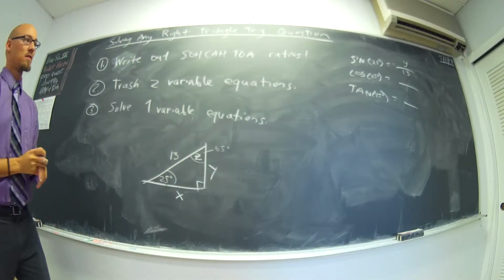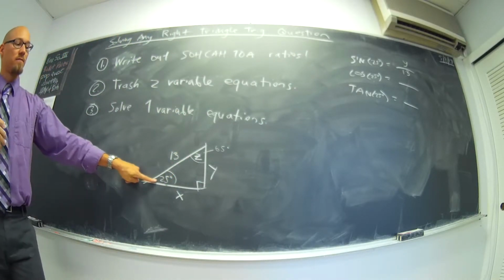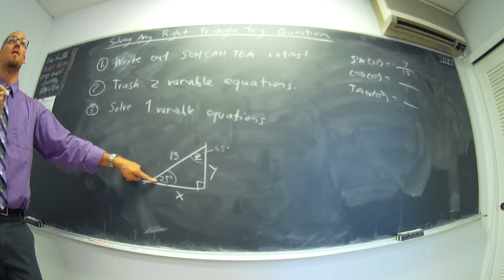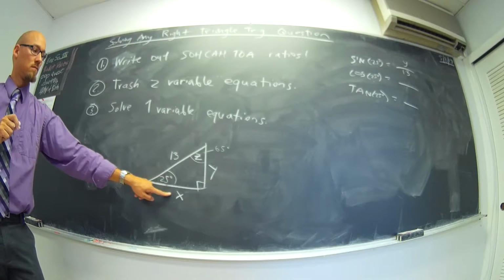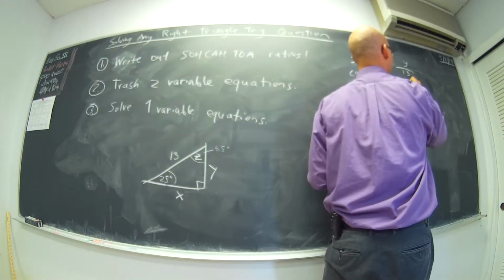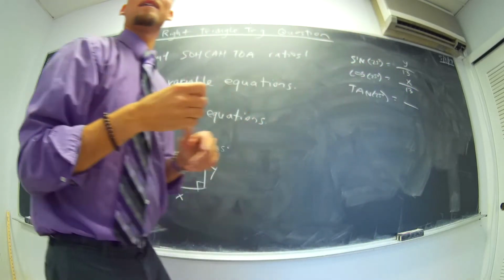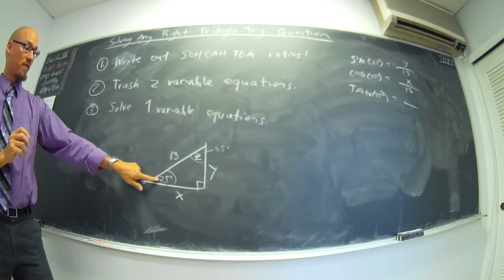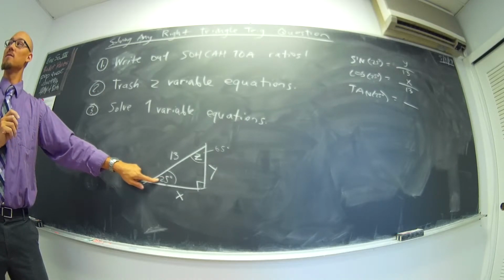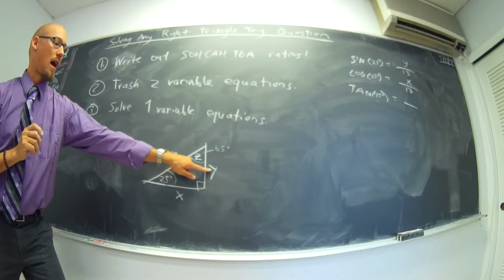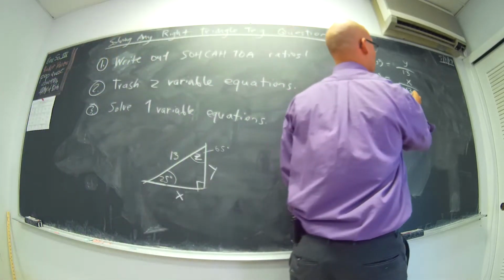Cosine of 25 is adjacent over hypotenuse. Adjacent is x, so x over 13. And Lizzie, the tangent of 25. Toa. Opposite over adjacent. Y over x.